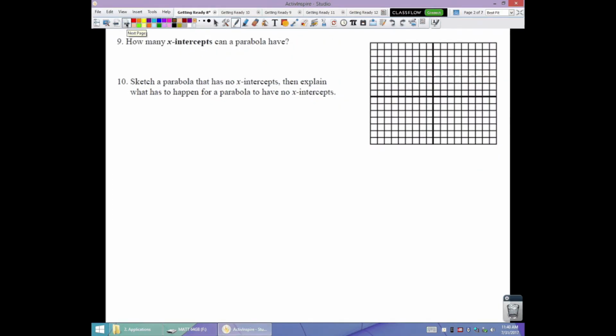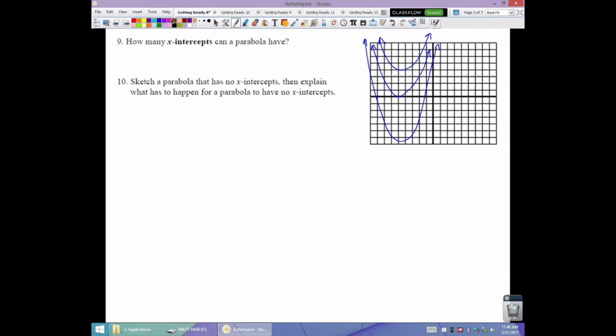Okay, number 9. How many x-intercepts can a parabola have? Well, if we kind of just sketched in the different possibilities for parabolas over here, if I had one that's open up, it could rest up here, so it doesn't have any x-intercepts. It could come down, bump the x-axis, and back up, so it has exactly 1. Or it could come down, hit the x-axis, then when it returns up, hit it again. So it could have 0, 1, or 2.